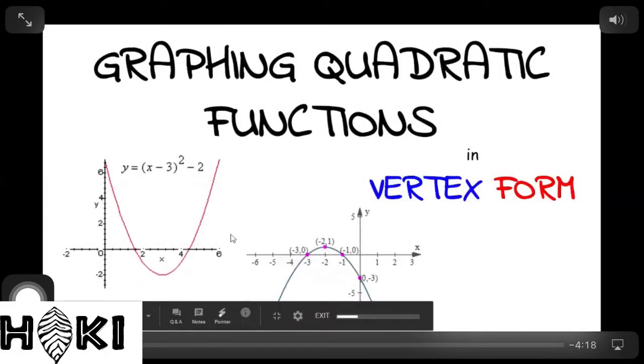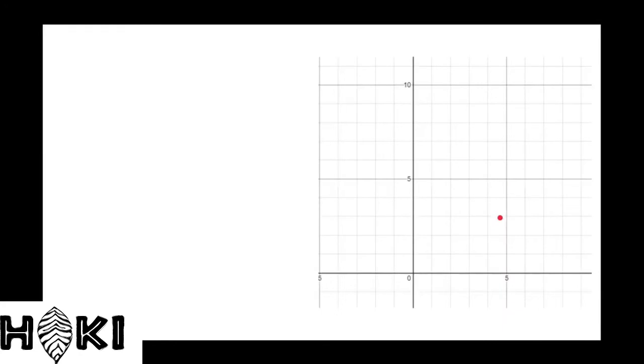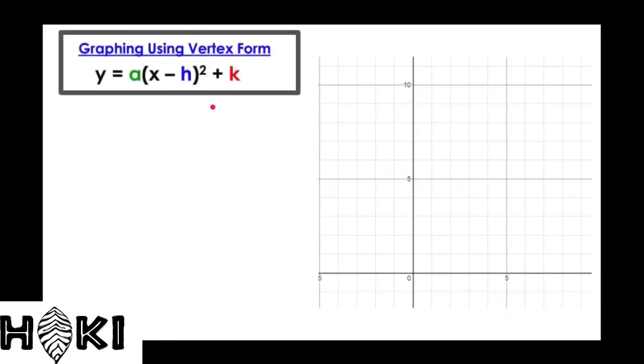Okay, for this video, we'll be talking about graphing quadratic functions in vertex form. So, ibig sabihin, you'll be given a function which is in the vertex form. So, let's start. Take note that when we graph the quadratic function using the vertex form, we are graphing it in the form y is equal to a(x minus h) squared plus k, wherein h and k is the vertex, right? And a is the indicator of how the parabola opens.